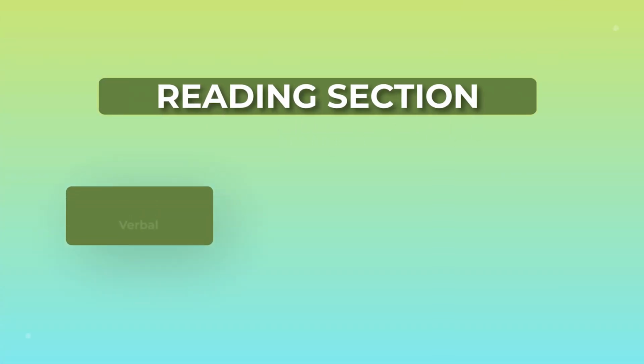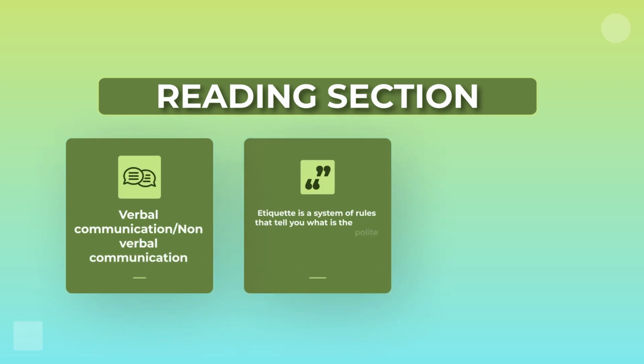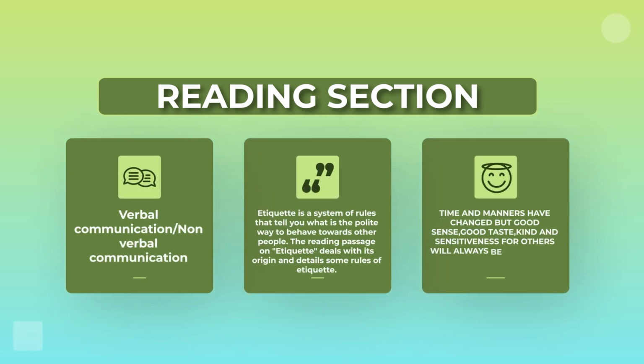There are verbal communications and nonverbal communications. Nonverbal communications would always tend to precede the verbal communications. Therefore, there are etiquettes that need to be followed. Etiquette is a system of rules that tell you what is a polite way to behave towards other people, in a nonverbal way as well as in a verbal way.